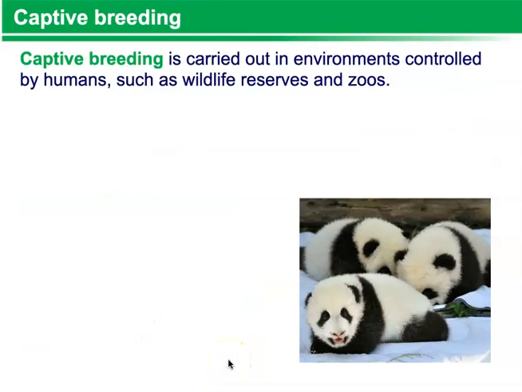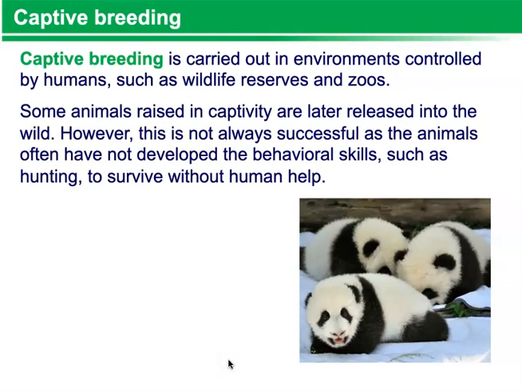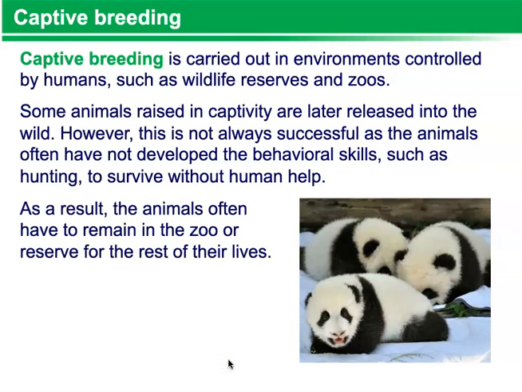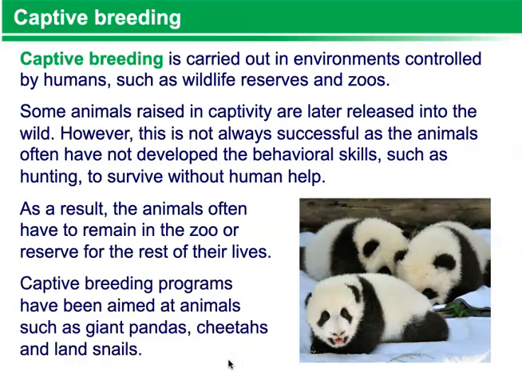We also have captive breeding programs. Captive breeding is carried out in environments controlled by humans, such as wildlife reserves or zoos. Some animals raised in captivity are later released into the wild. However, this is not always a successful practice. Oftentimes, animals have not developed their behavioral skills, such as hunting, in order to survive without human help. As a result, the animals often have to remain in zoos or reserves for the rest of their lives. Captive breeding programs have been aimed at animals such as giant pandas, cheetahs, and the land snail.